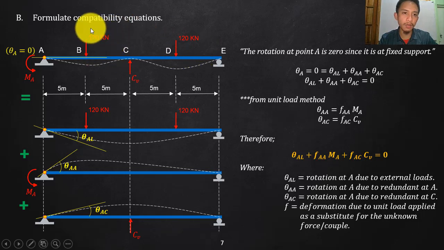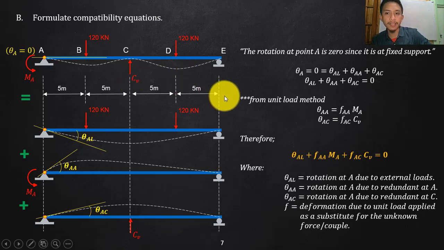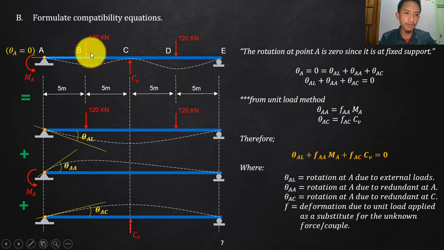So what will I do? I will analyze the effect of the external load only, and then I will analyze the effect of my first redundant, and then the effect of my second redundant. That is how I will end up with my compatibility equation. So first, let's start with your external loading, and understand how that external load will affect our resulting determinate beam.